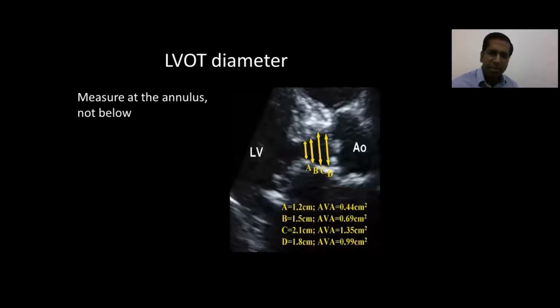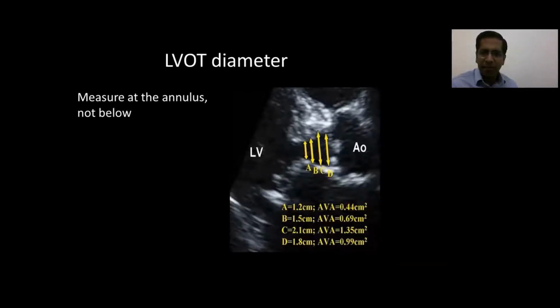So hence the importance of measuring the diameter very carefully and sticking to measuring at the annulus, which takes into account all these situations which we face in the real world. Where do we actually need this? Not in a normal patient where the window is excellent and the valve is not calcified and nice. We need it most often in a patient with aortic stenosis who may have left ventricular hypertrophy, basal septal hypertrophy, calcific aortic valve.